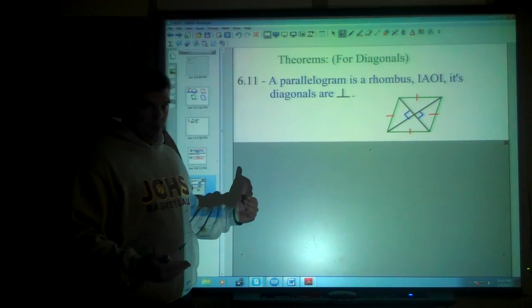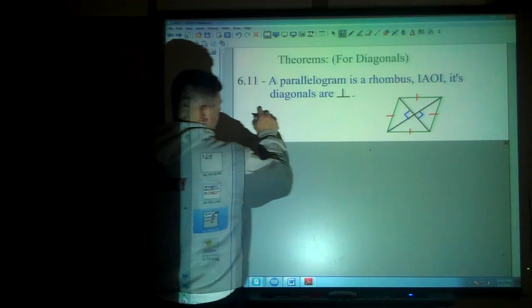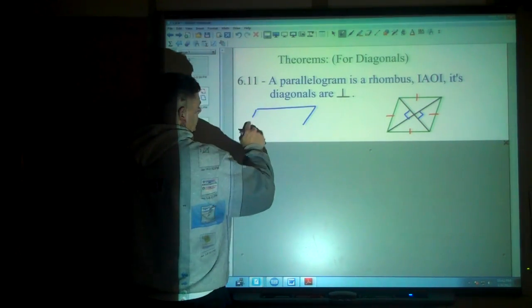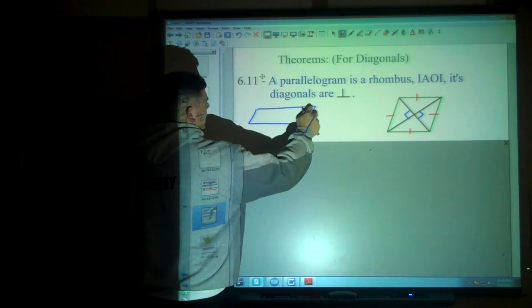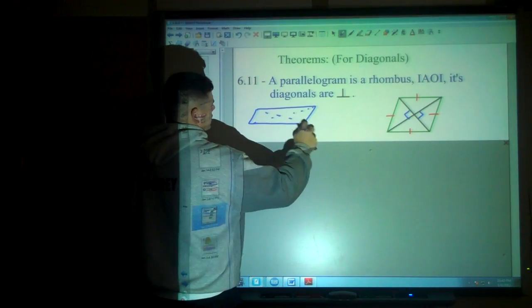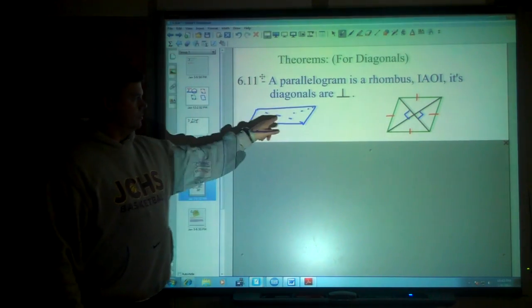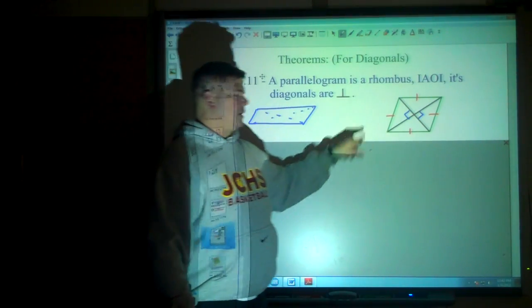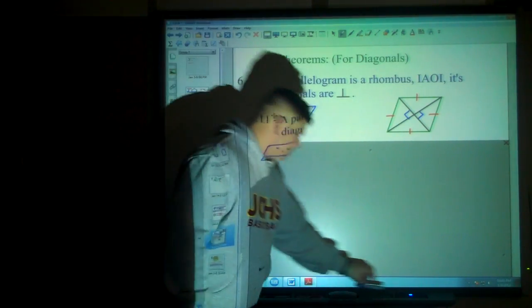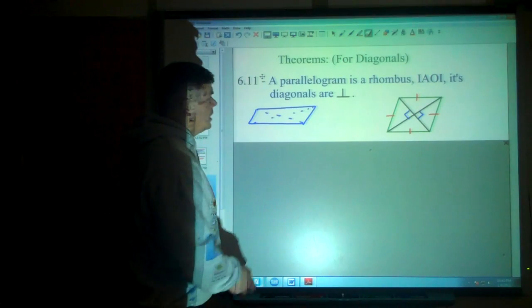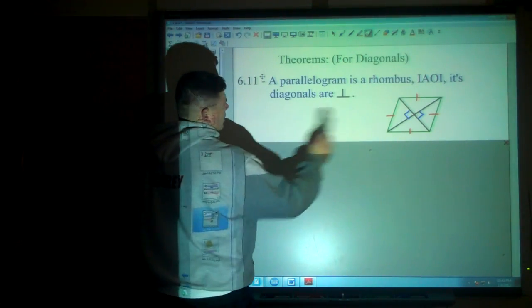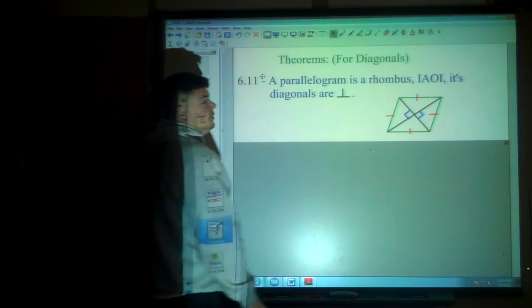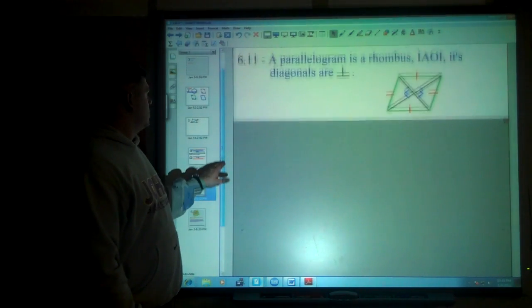Now if it's not a rhombus, so the lengths are longer, then these diagonals will not cross each other at 90 degrees. The only way they're going to cross at 90 is if all 4 sides of the rhombus are the same. Simply being a parallelogram is not going to make them cross at 90. But if it is a rhombus, they will be at 90.